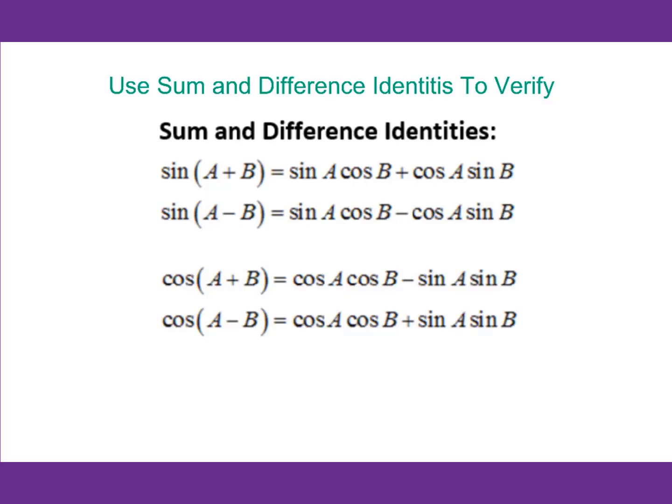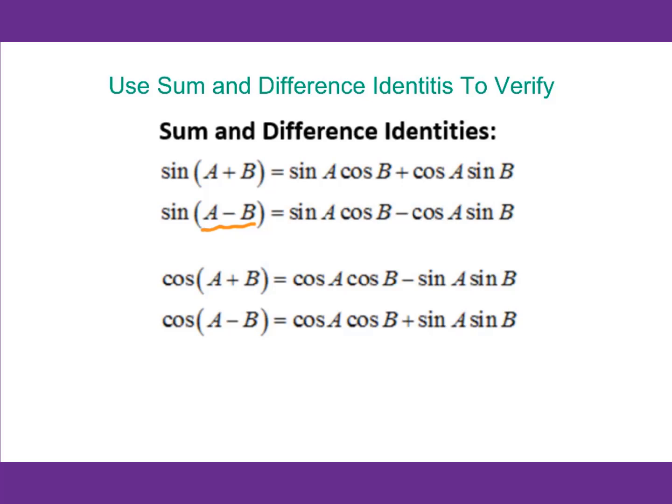Today's lesson is to use sum and difference identities to verify. First of all, let's talk about sum and difference identities. We have sin(A + B) equals sin A cosine B plus cosine A sin B. For sin(A - B), we got sin A cosine B minus cosine A sin B.